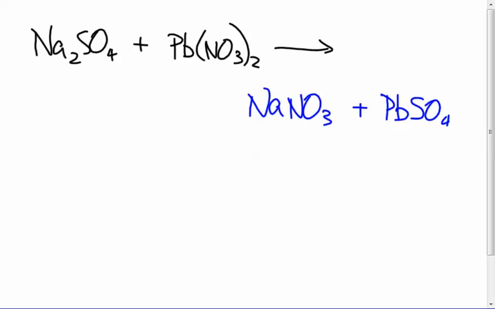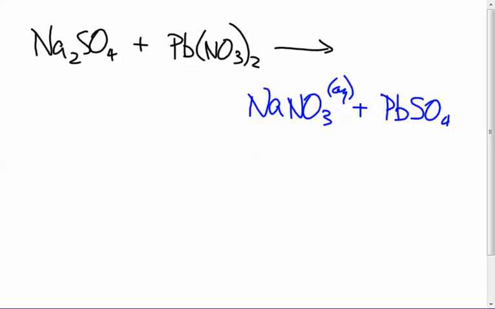Now, the first thing we have to do is decide whether or not either one of these products is going to be an insoluble compound and is going to drop out of solution. And so what do we do? We go to our reference tables. What do the rules tell us about sodium nitrate? All nitrates are soluble, all group 1A compounds are soluble, so a double whammy, this is definitely sodium nitrate in aqueous solution.